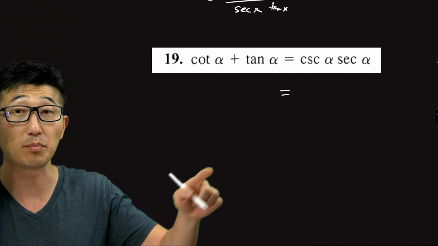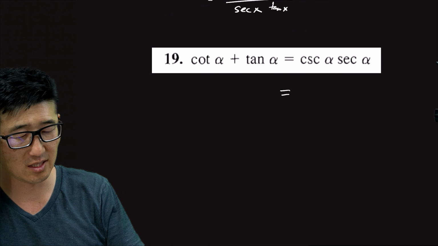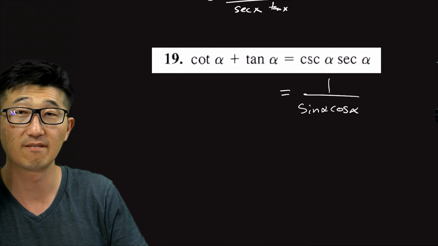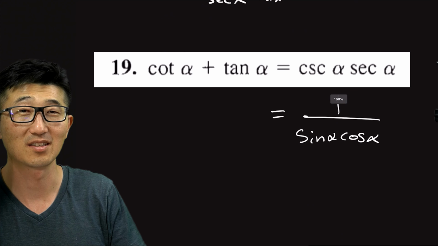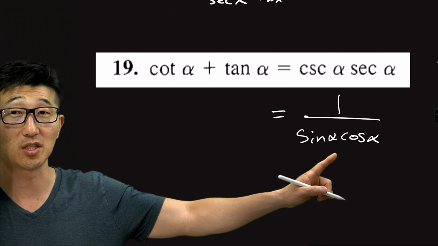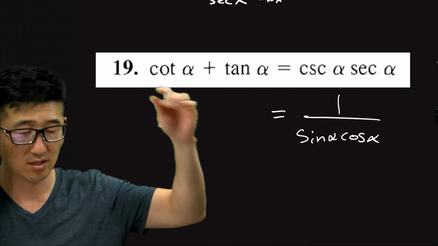Well, this is where you can peek at the right side and go, wait a second, isn't that basically 1 over sine alpha cosine alpha? Okay, you see it? So doesn't that give it away? That was the common denominator.